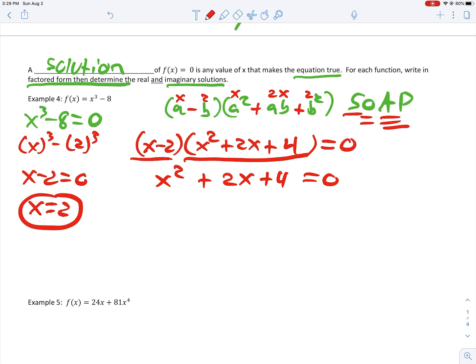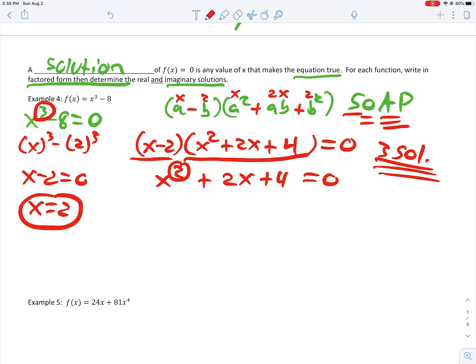So this one's easy, right? Add 2 to both sides. That's the easy solution. That's 1. So now when I go to solve this quadratic, I'm going to get the other 2. Because remember, there's got to be 3. Right? There are 3 solutions because it's x cubed. 1 from here, 2 from here.